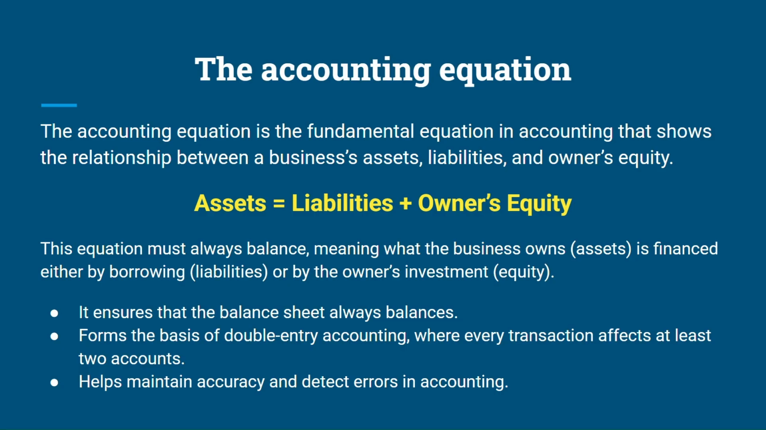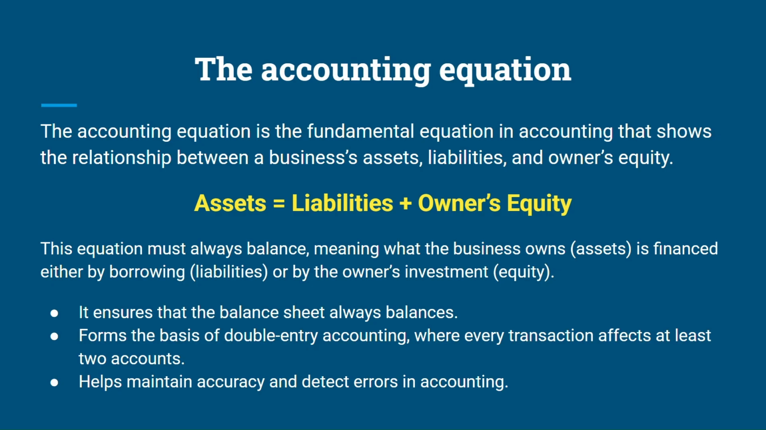Now, this equation must always balance, okay? So that means what the business owns is financed either by borrowing, liabilities, or by the owner's investments. You can't say a business can own stuff without the owner investing into it or borrowing money to get it, because that doesn't make sense, right? So it's just common sense in this equation, really. Whatever a business owns equals whatever the business owes plus the owner's equity.